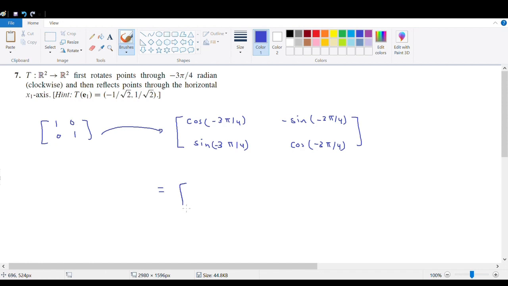So cosine minus 3 pi over 4 will be minus 1 over root 2. Sine minus 3 pi over 4 will be minus 1 over root 2. Then minus sine minus 3 pi over 4 will be 1 over root 2. And cosine minus 3 pi over 4 will be minus 1 over root 2.